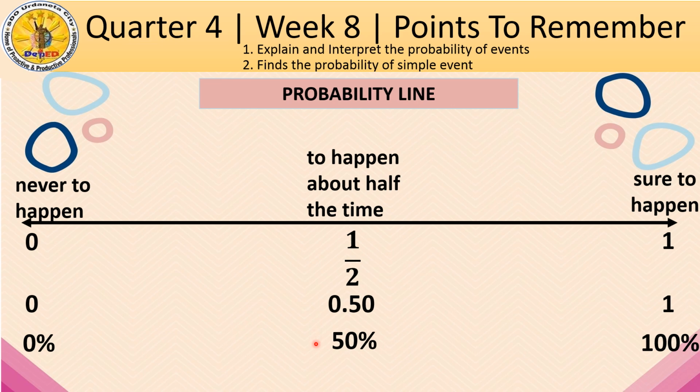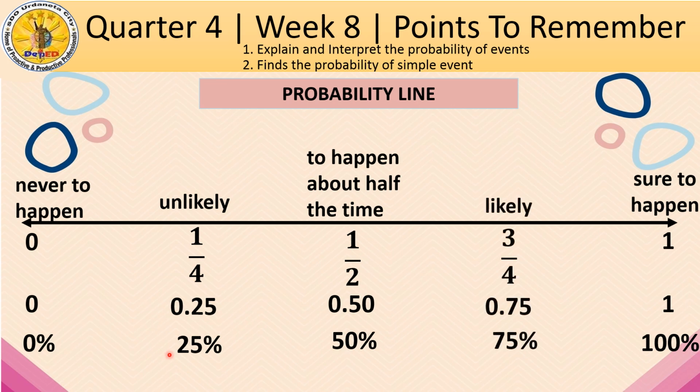Between 0 to 1/2, we have 1/4. If an event has a probability between 0 to 1/2, it is unlikely to happen. Now, if an event has a probability of 1/4, we can also say that its probability is 0.25 or 25%.